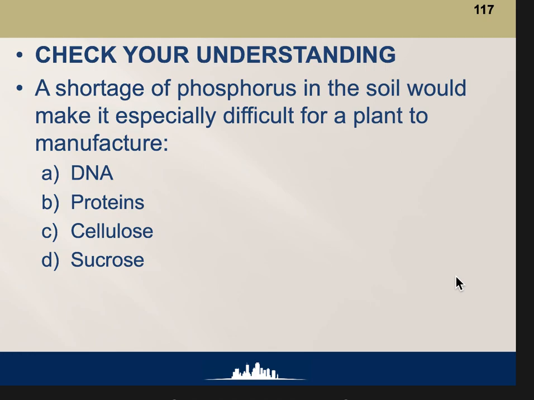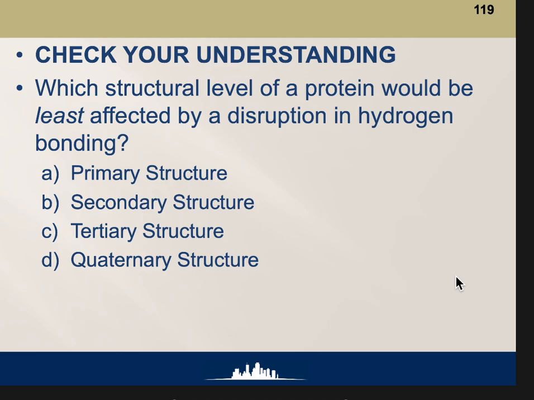So check your understanding. A shortage of phosphorus in the soil would make it especially difficult for a plant to manufacture what? DNA. Which structural level of a protein would be least affected by a disruption in hydrogen bonding? Primary structure. And it's important that you know this. This is a good test question because when we look at what type of bonding occurs at the different structures, you do need to know that. So if there is a disruption in hydrogen bonding, it's really going to backfire at the tertiary and secondary level.